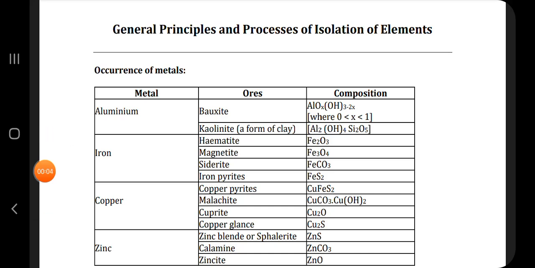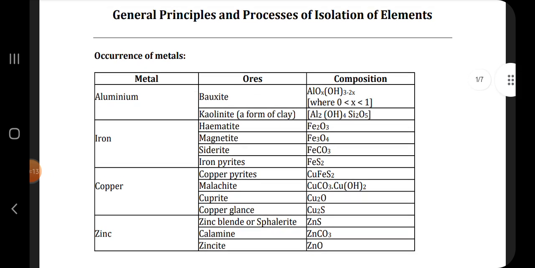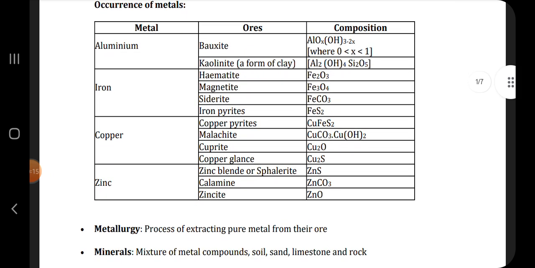In this video lecture, we will cover a new chapter of chemistry, that is, general principles and processes of isolation of elements. So these are the metals. Aluminium is extracted from the ore bauxite, and its composition is this. Iron is extracted from hematite, magnetite, siderite. Many ores are there. So these are the metals, these are their ores, and this is their composition.